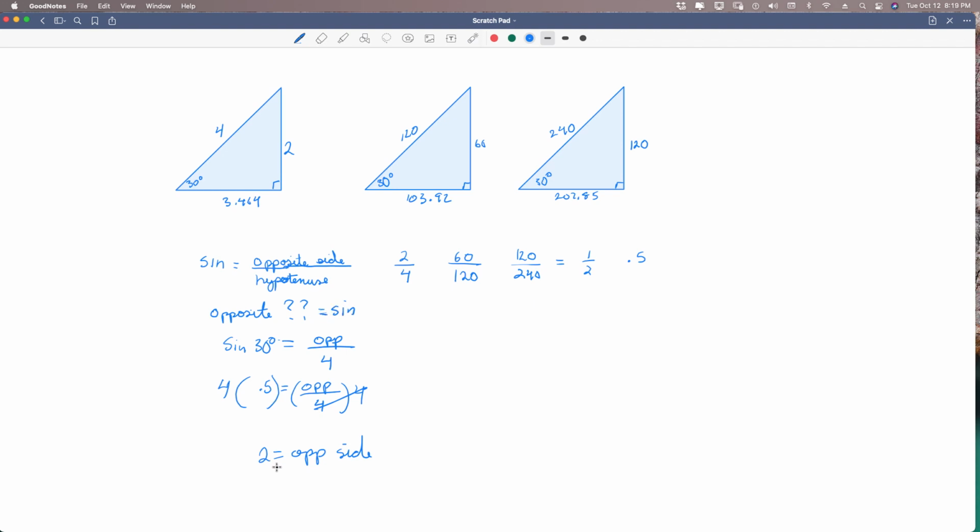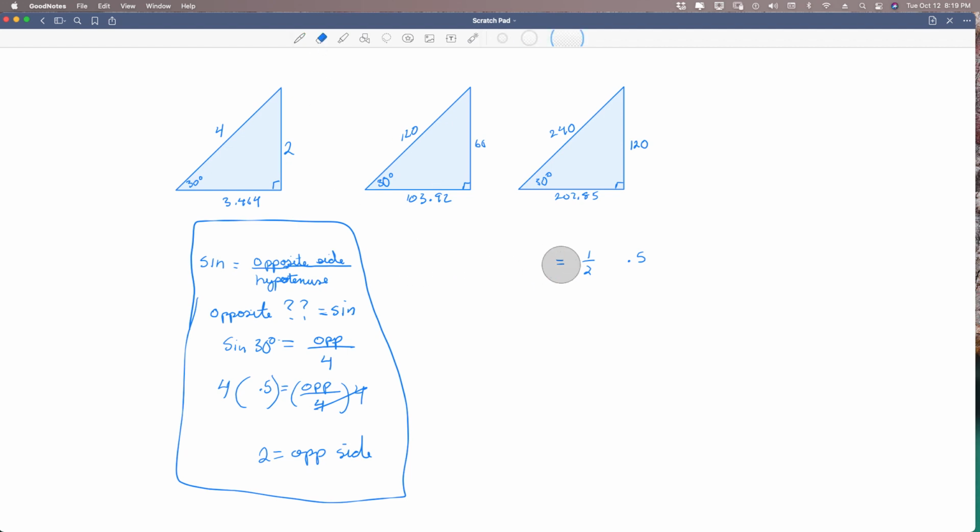Okay? Now, so you need to put all of this in your notes. Okay? Do that now. I'm going to go ahead and erase this bit right here. So now let's talk about something called the cosine.